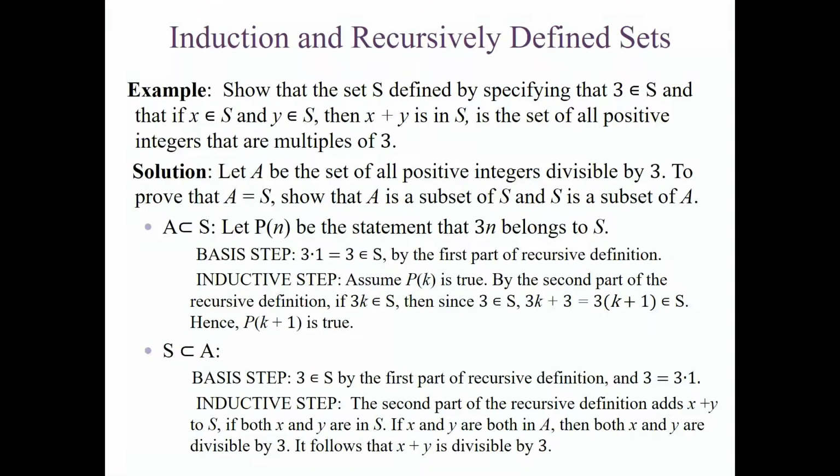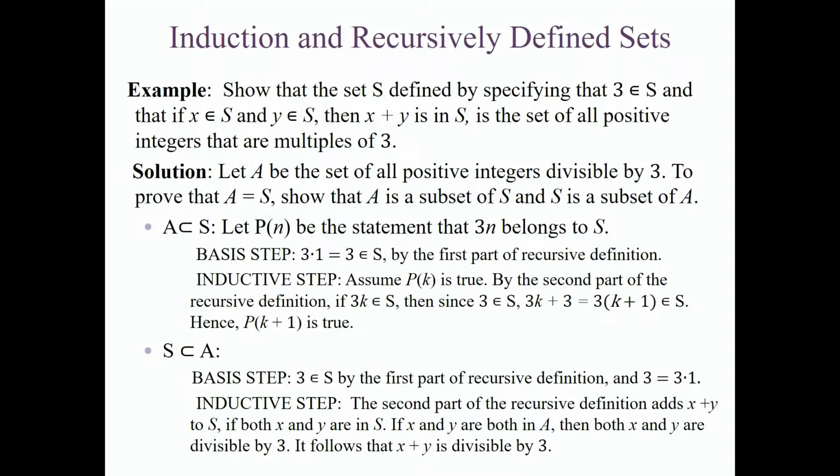We can separate it to 3k plus 3. Based on the inductive hypothesis, we already know 3k is in S. Then 3 is also in S from the basic step of the definition of S. So if x and y are in S, then x plus y is also in S. So 3k plus 3 is also in S. This is true, so we complete the step to prove that A is a subset of S.